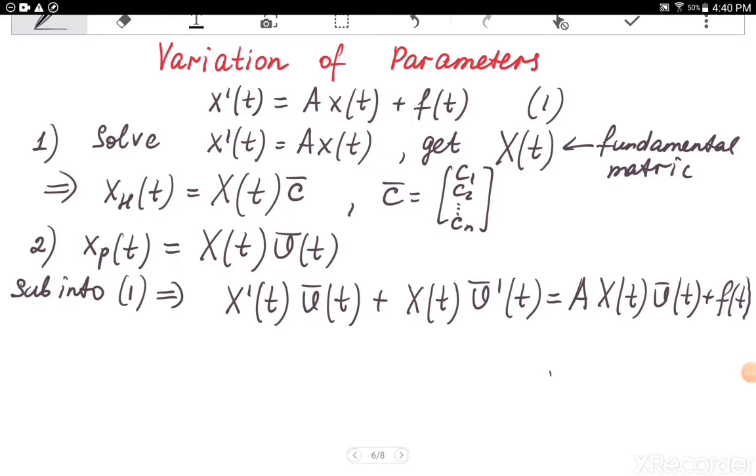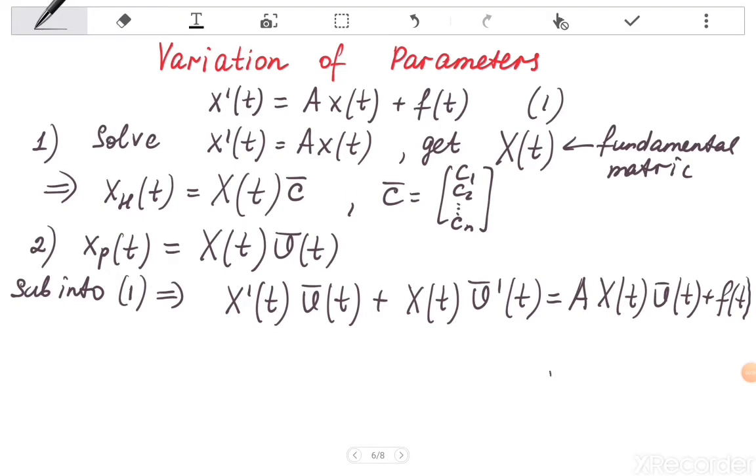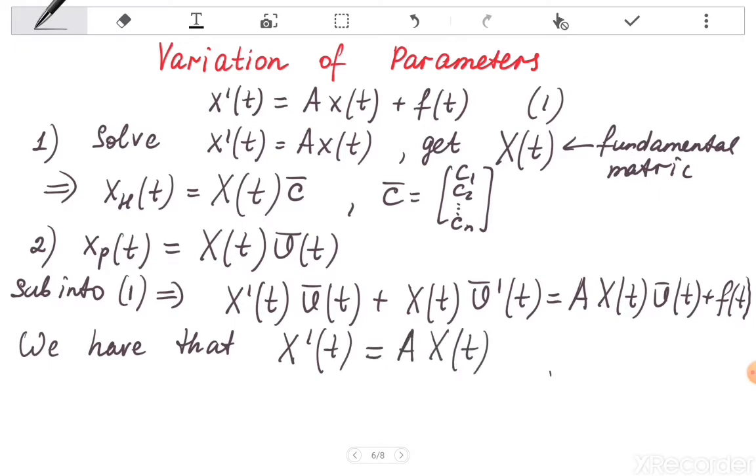Now, since x of t is the fundamental matrix of the homogeneous equation, if we substitute it in the homogeneous equation, we have that x prime of t is equal to A times x of t. So x prime of t can be replaced with this. So this term and this term in the equation cancel, and we get that x of t times v prime of t is exactly f of t.